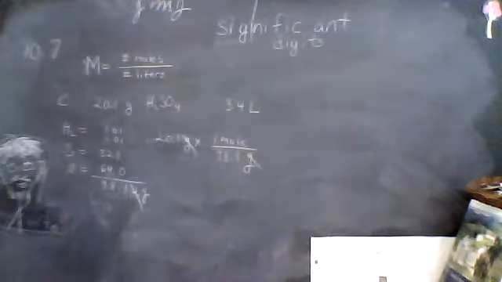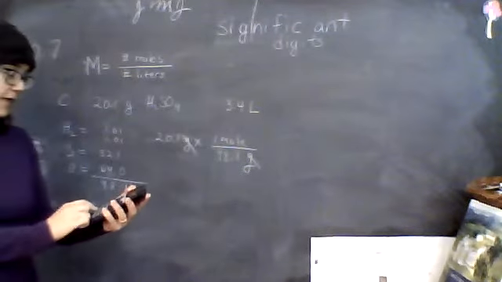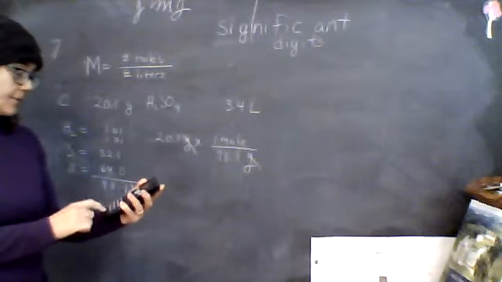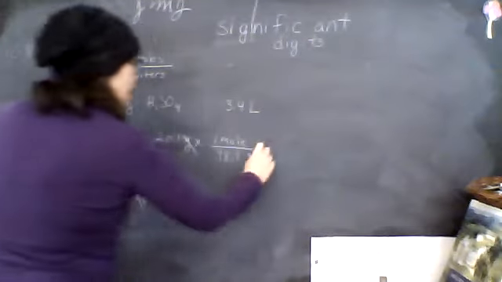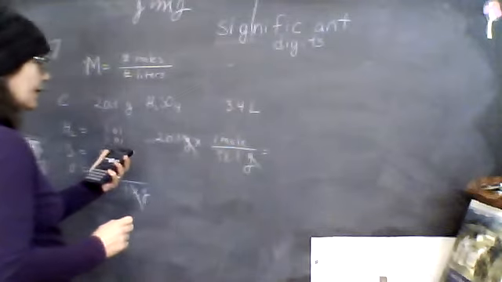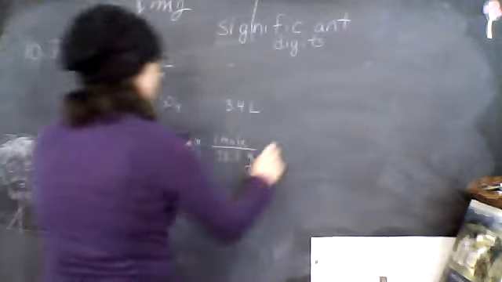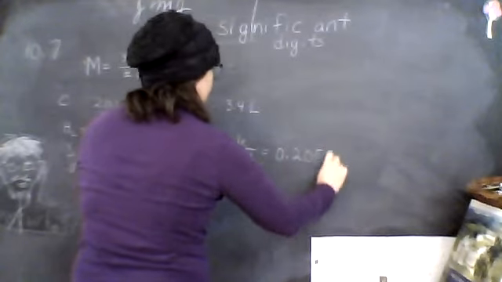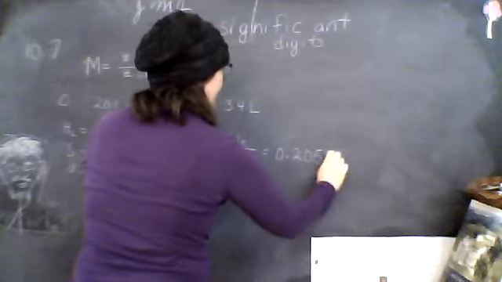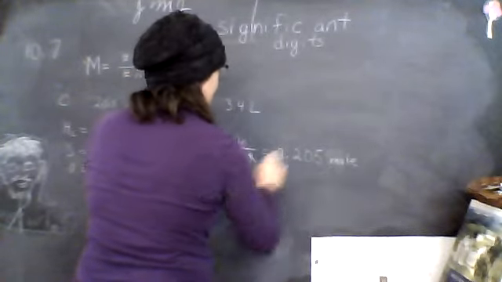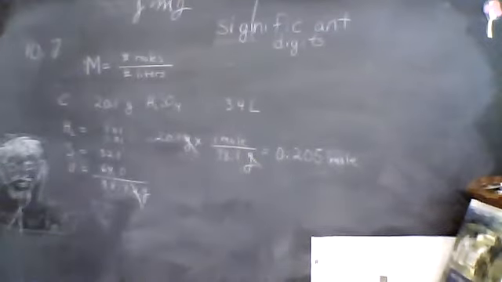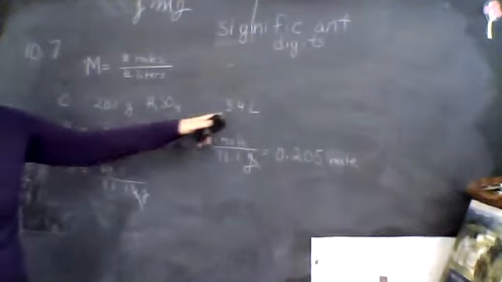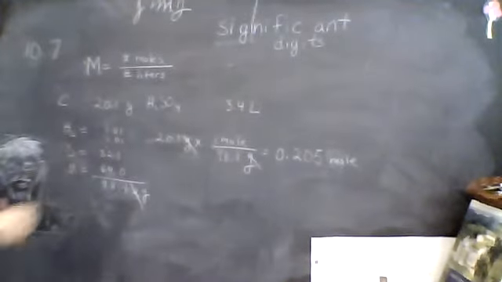So basically what we're doing is 20.1 divided by 98.1. We want 3 significant digits, so I'm not going to write down my extras. Moles: 0.205 mole. Okay? So now we know how many moles we have. We know how many liters we have. We can find the molarity.